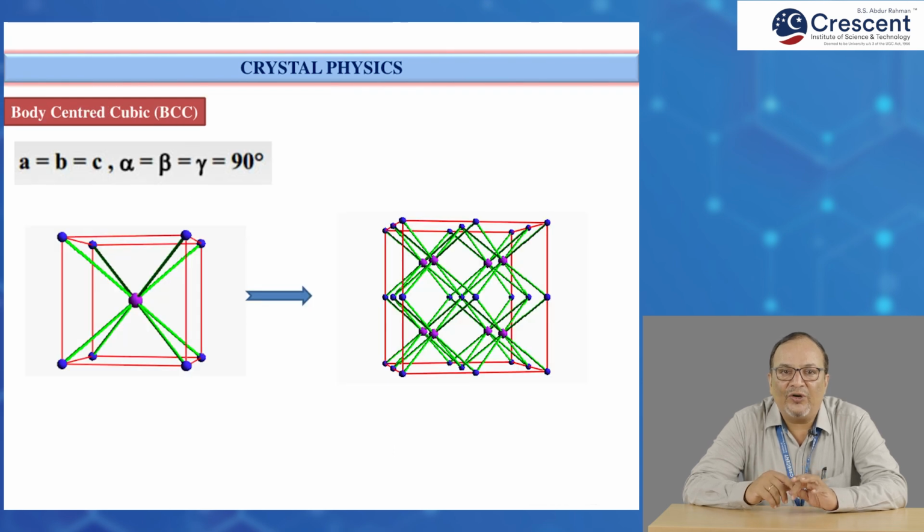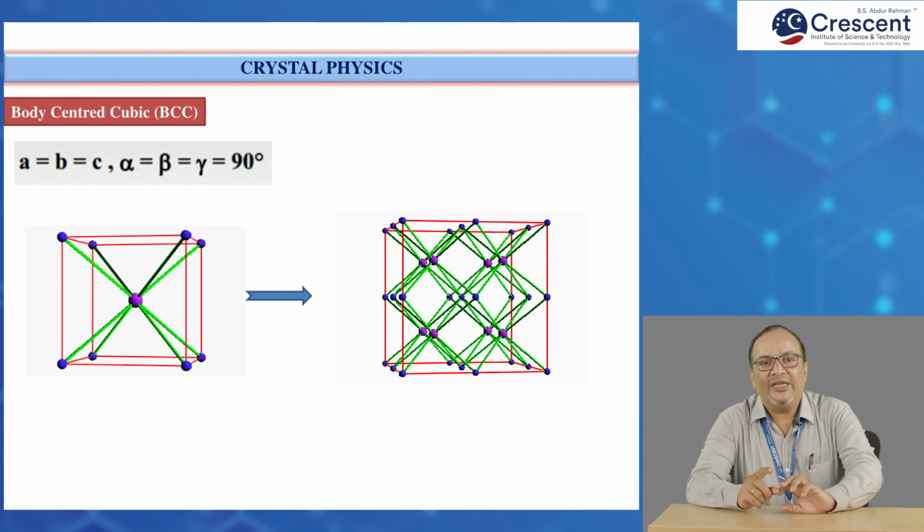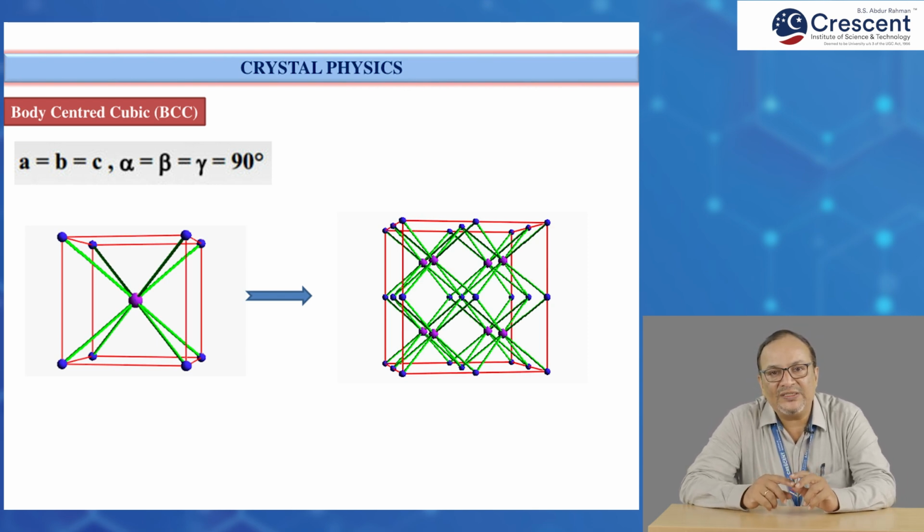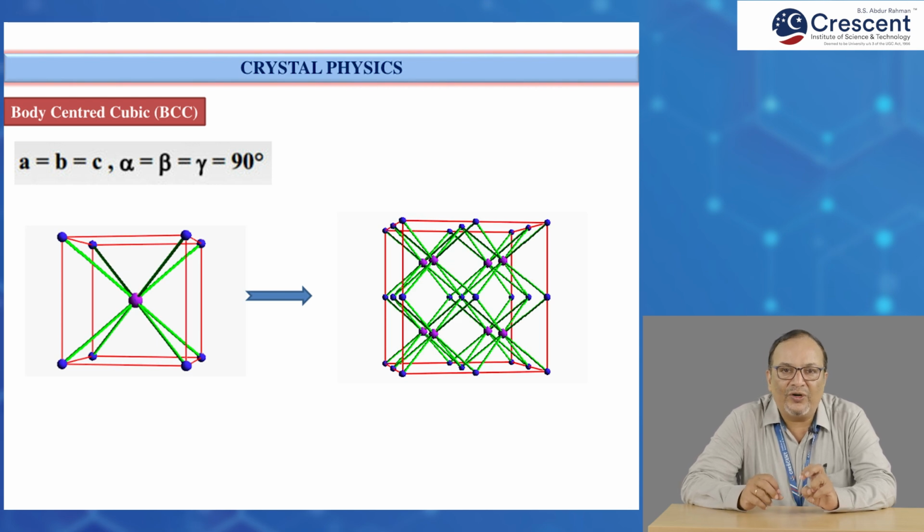In a similar way, the body centered cubic: can you see here, one atom is present at the center, and the remaining 8 are oriented at the corners. This is a 3-dimensional view of the body centered cubic.